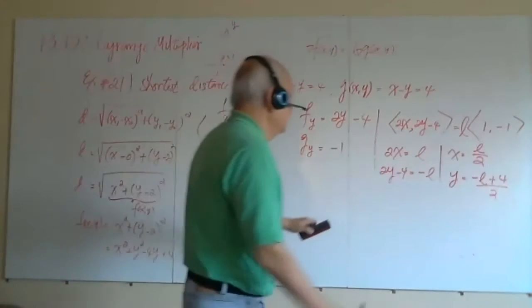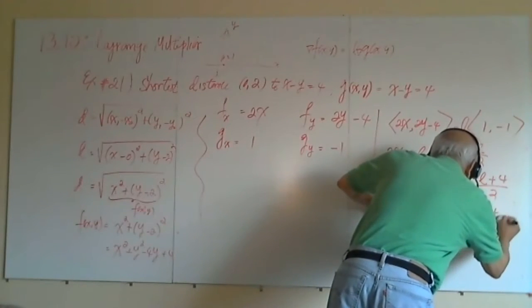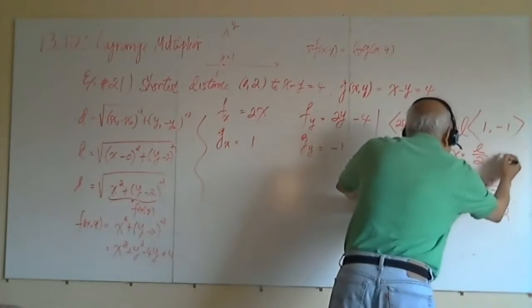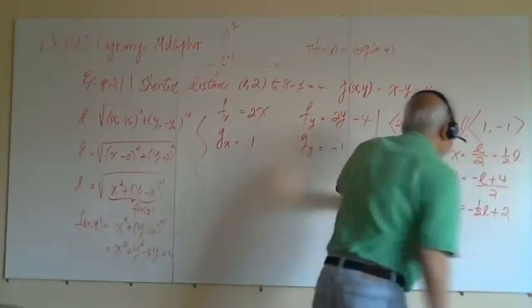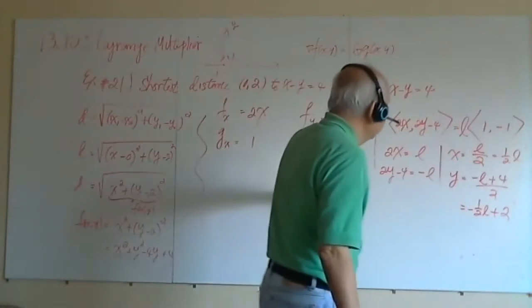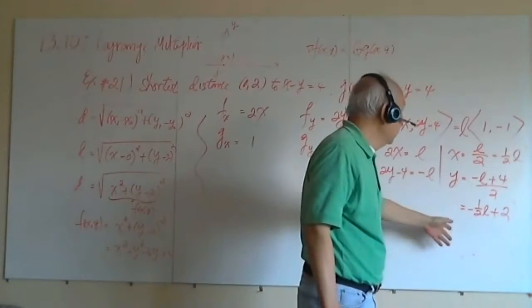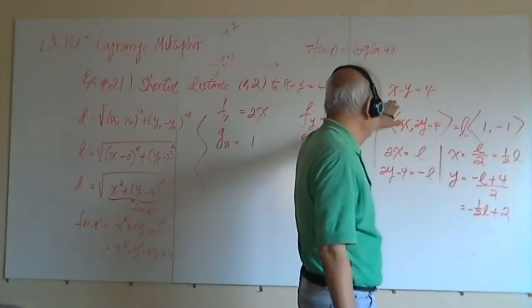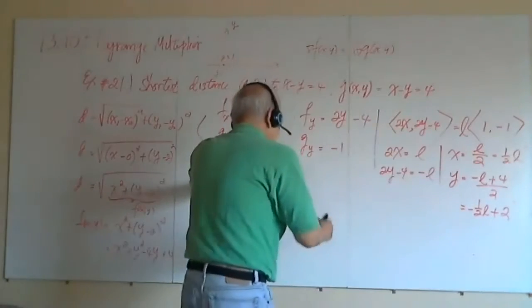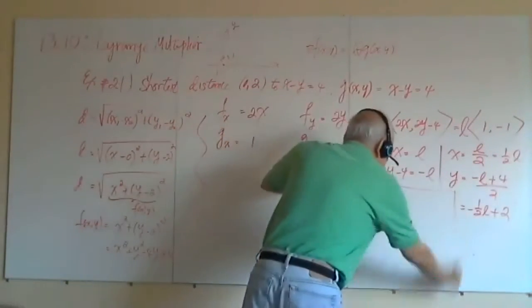Okay, so this one here is going to be equal to negative 1/2 L plus 2 only. So this one is going to be equal to 1/2 L. Once I'm quite satisfied with x equal to something L, y equal to something L here, let's plug it into here. So I'm going to do it here.